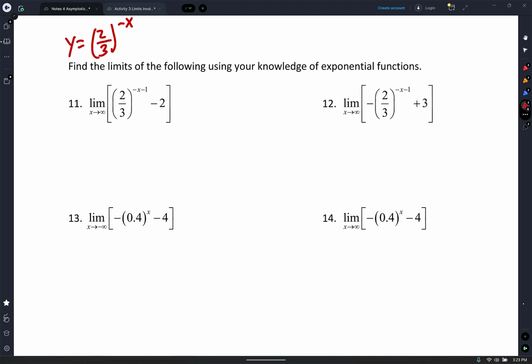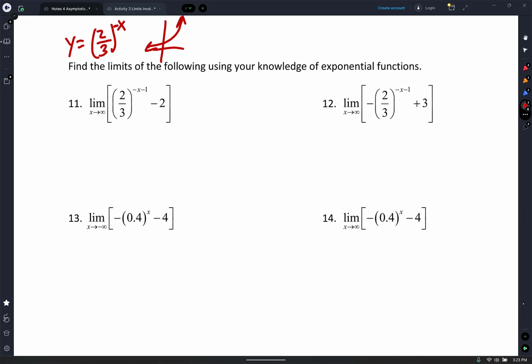Smaller. So for now I'm going to write a positive x because I want you guys to really know this. If it would have been 2/3 to the positive x, it would have looked like this, because as x gets larger, my y values get smaller, right? But I have a negative x. So that means that as x gets larger, my y values are going to get larger as well.